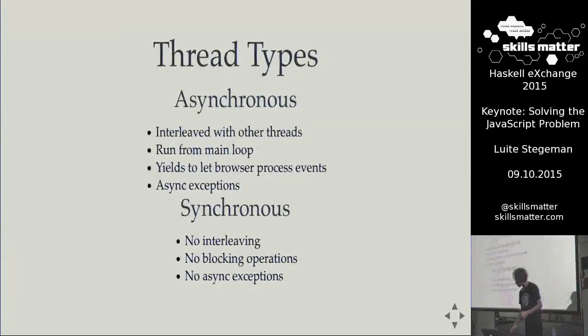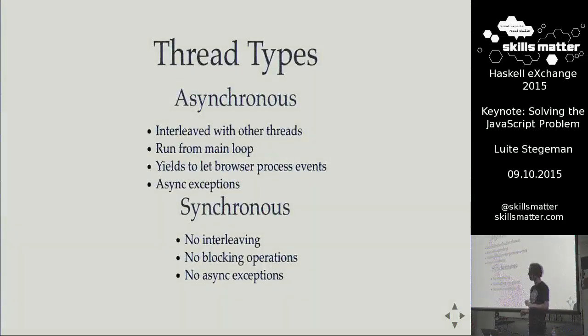So we do have another type of threads. Those are synchronous threads. Those don't get interleaved with other threads. We can't receive async exceptions with those, but the one downside they have is that they can't do blocking operations. So if you wait on an MVar or you do anything that's blocking, you stop. The problem is your JavaScript guarantees that you return some value before you return from the call. You can't guarantee that anymore.